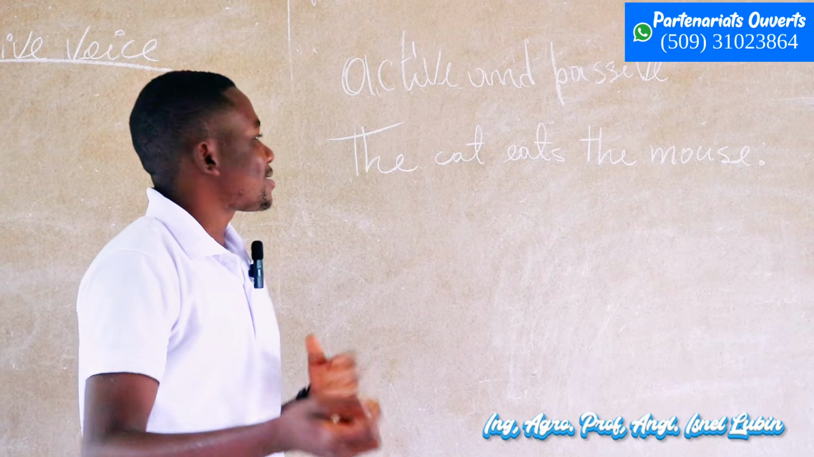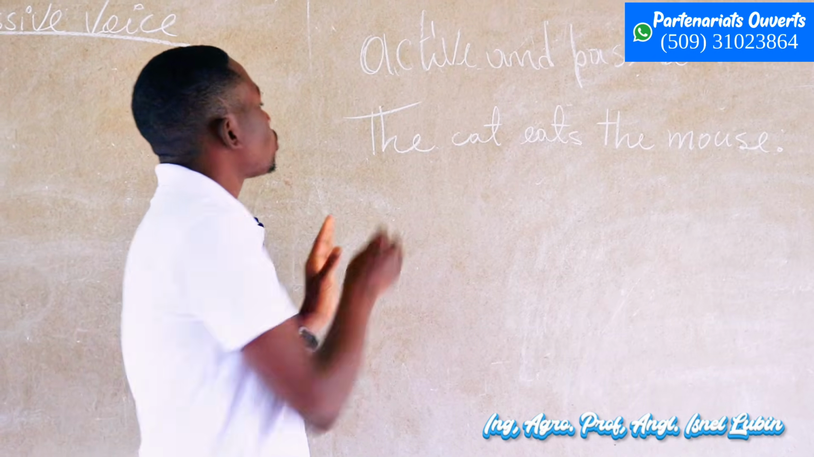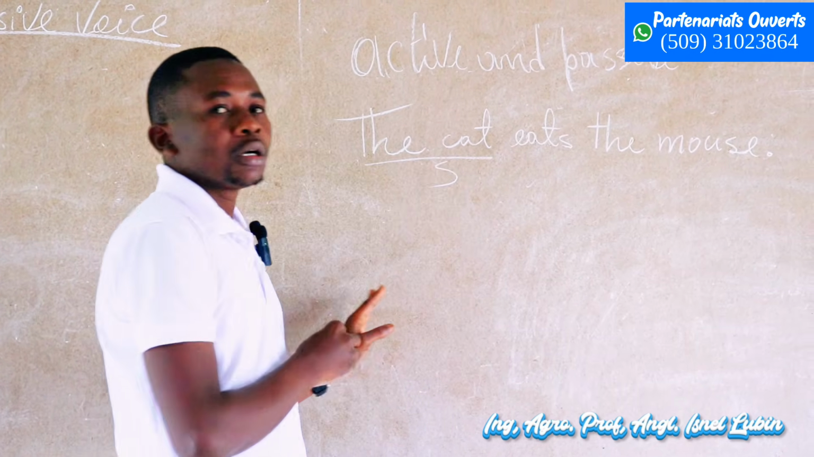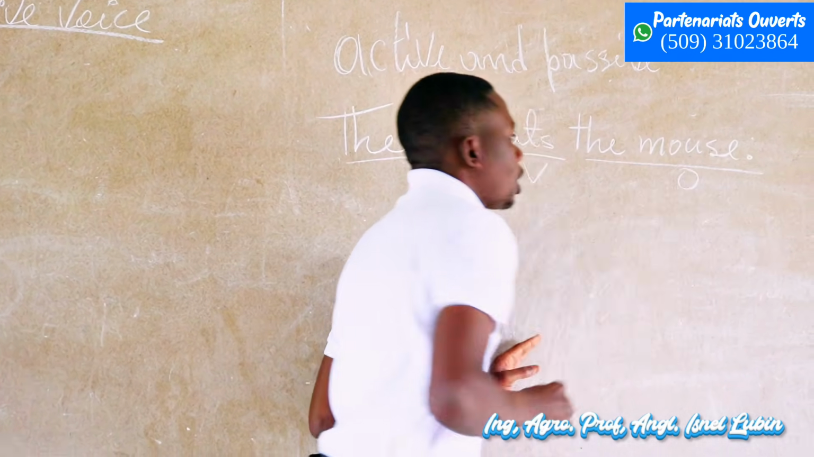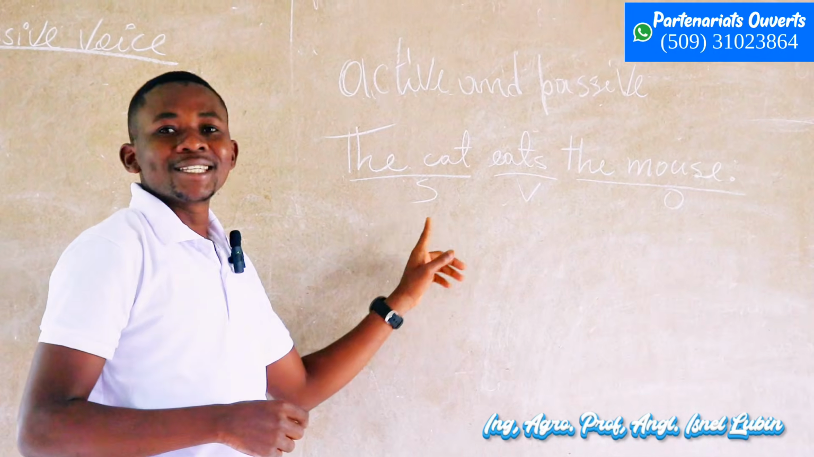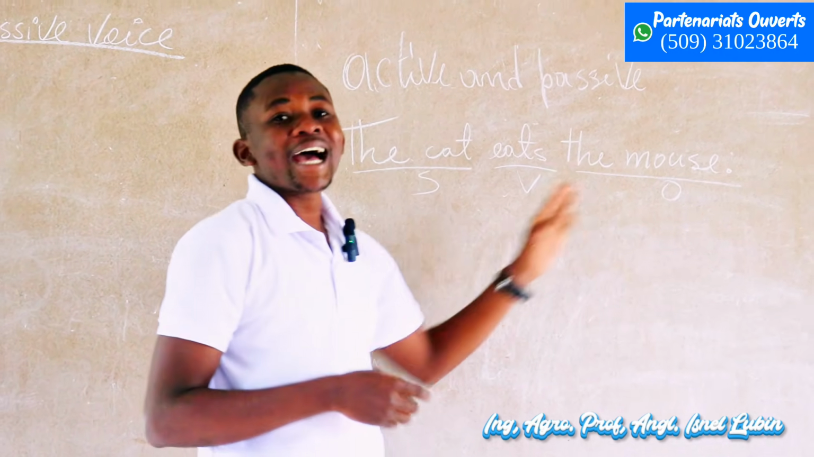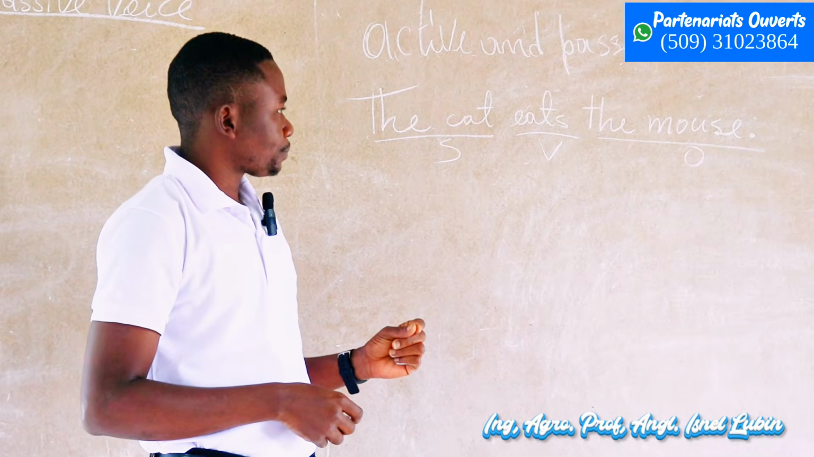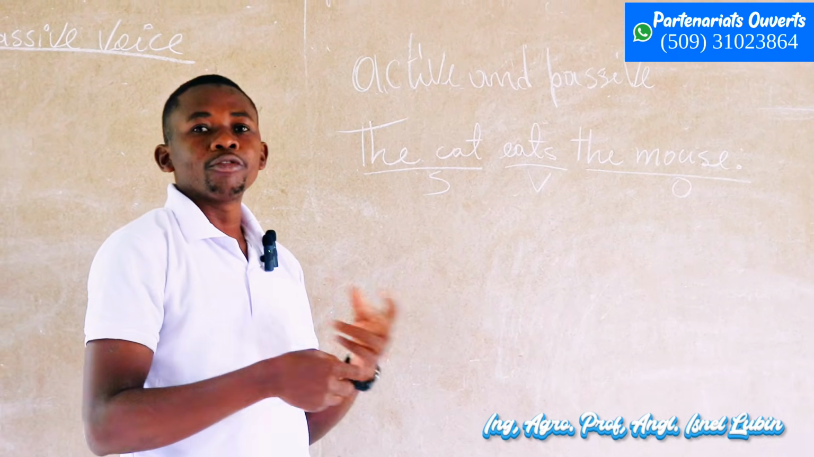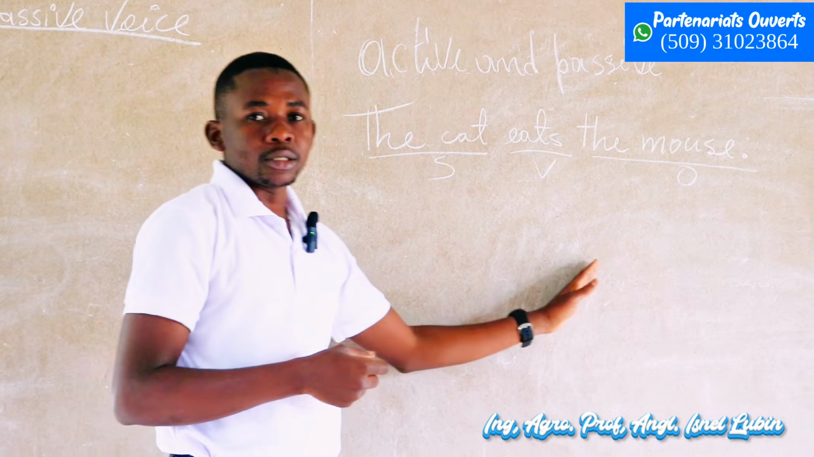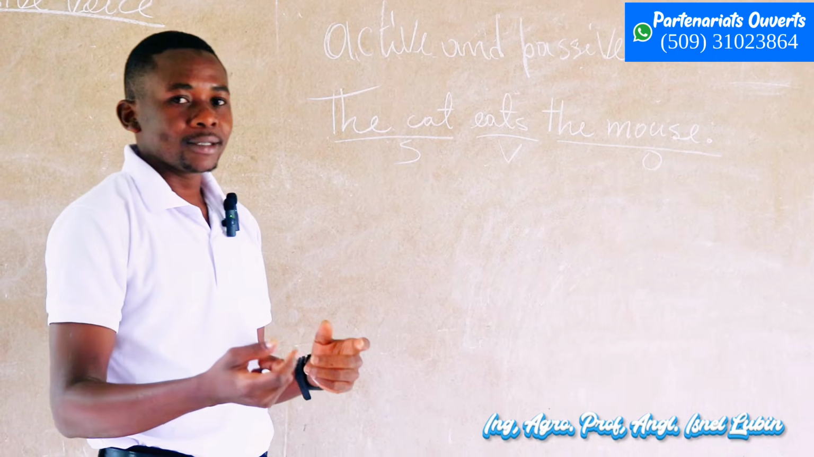To transform a sentence from active to passive voice, first of all, you have to identify the subject, the verb, and the object. After identifying the subject, the verb, and the object, you are going to move the object to the subject position. And then you are going to conjugate to be according to the form of the verb used in the active voice sentence. Then you will put by if the subject is necessary.